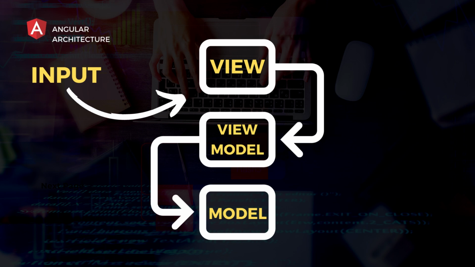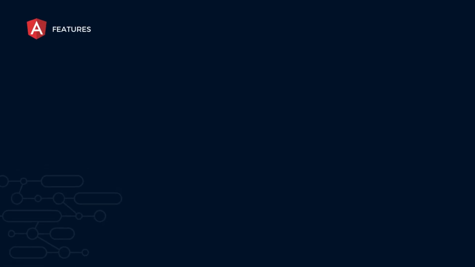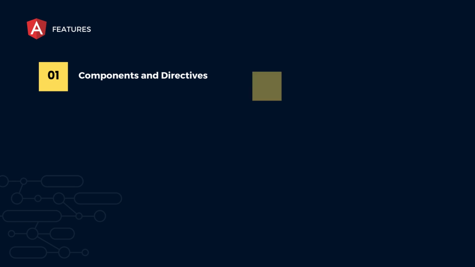As we finish discussing the Angular architecture, we will proceed to the features of Angular. Number one, its first feature is components and directives. Components provide a way to create custom elements, while directives enable developers to manipulate the DOM and extend its behavior. Templates and data binding. Templates define the structure and layout of the user interface, while data binding allows developers to connect the data in the component to the template and enable two-way communication between the component and the template.